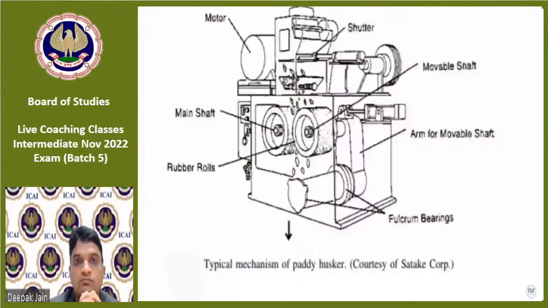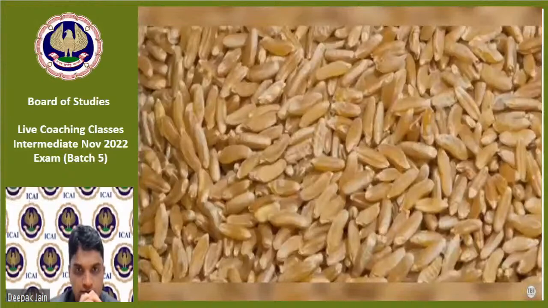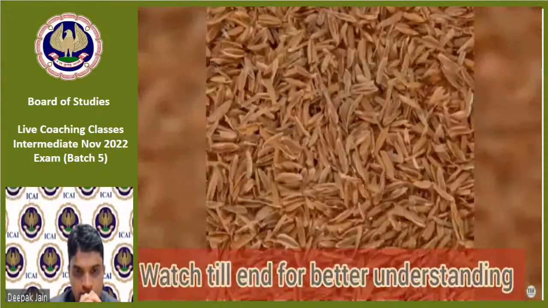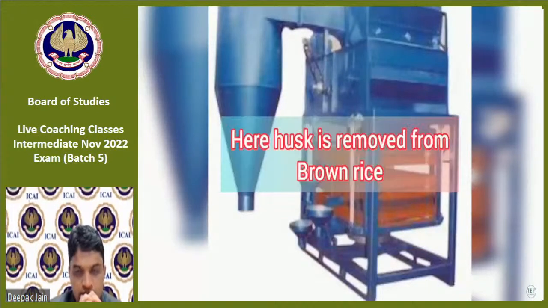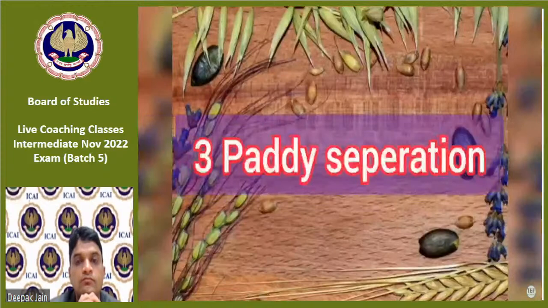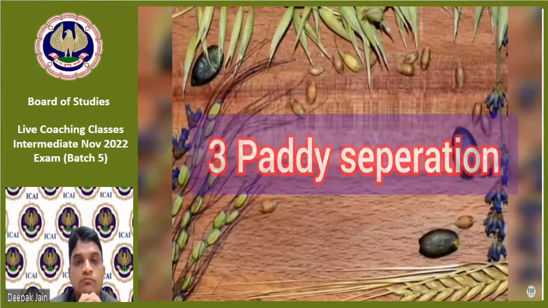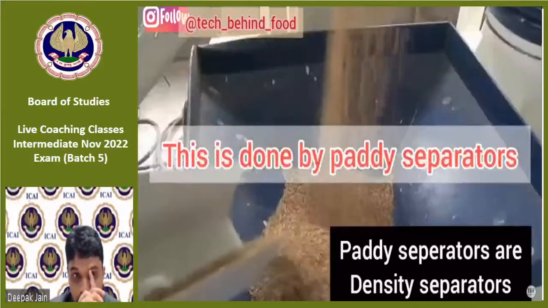Compression provides the necessary normal force between the paddy and the surface of the rubber roller. After passing through shelling rollers, the resulting mixture of brown rice and the husk that is being removed is introduced to the aspirator so that they get separated. Next step is paddy separation. Sometimes there is paddy in brown rice, and we have to remove this paddy. This is done by paddy separators.